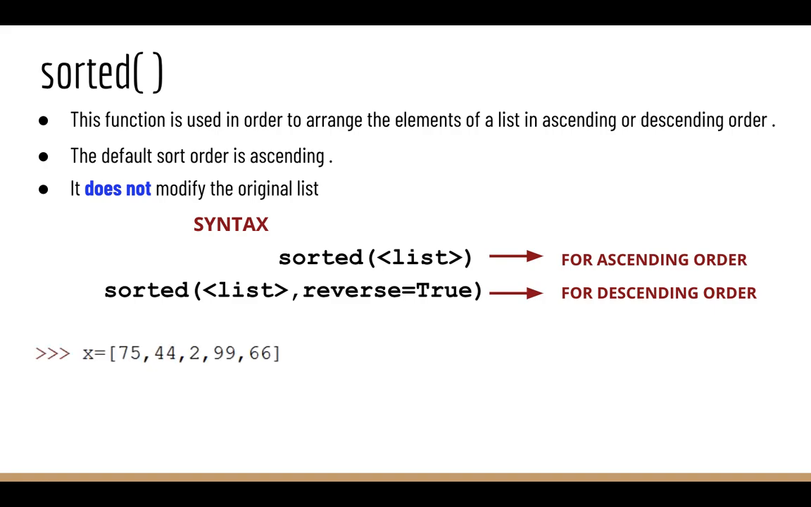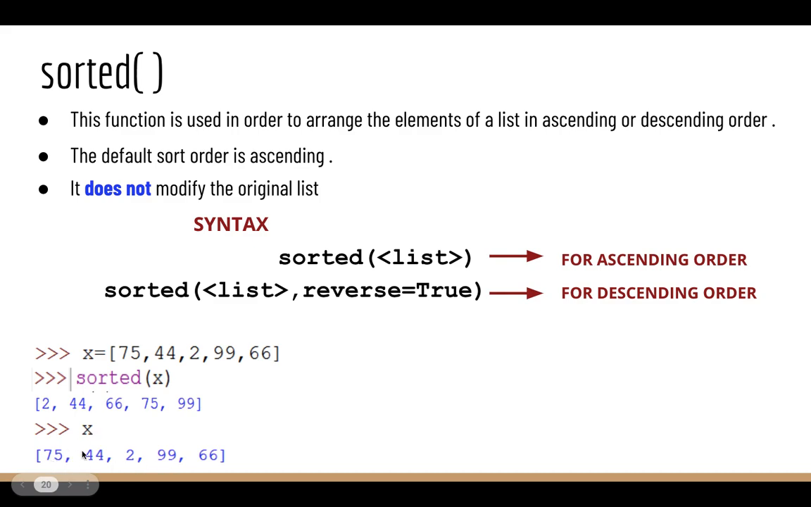So let's say we have the list X. This is the list. If I type in sorted X, what it will do? It will simply return this list in what order? In the ascending order. And then if I type in X, what you will find? You will find the original list only. So has the original list been modified? No, it is not being modified. But had I used the sort function, the original list would also have been modified. That's the difference between sort and sorted function.